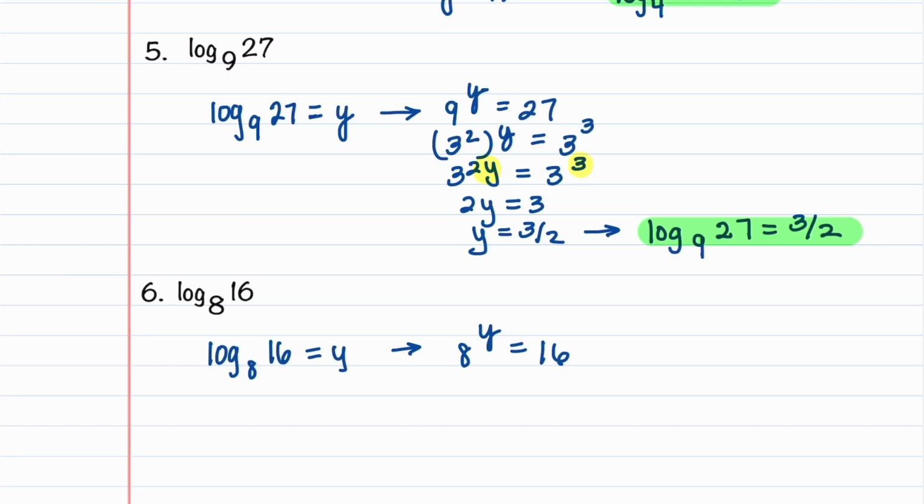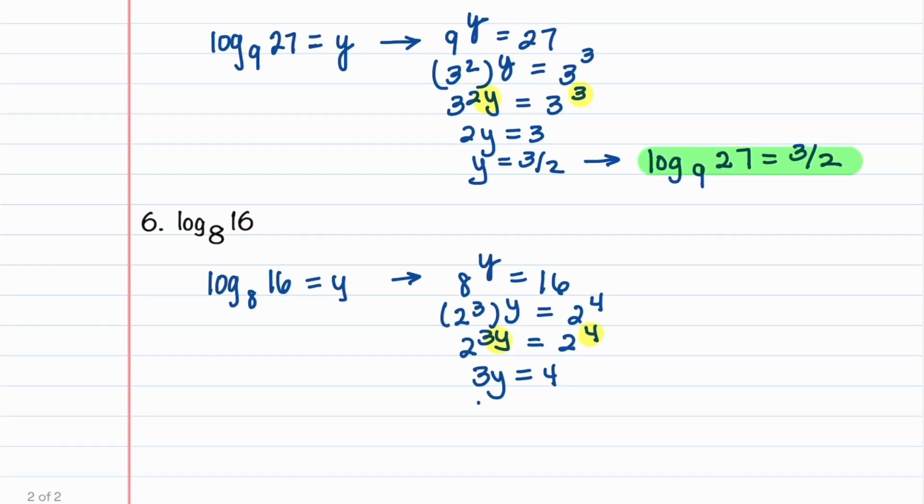We're going to write 8 and 16 in terms of the same number. 8 is 2 cubed raised to the y, and then 16 is 2 to the 4th. So on the left, we have 2 to the 3y, and on the right, we have 2 to the 4th. And then we can set 3y equal to 4. We're just equating the exponents, and that gives us that y is equal to 4/3. So we can conclude that log base 8 of 16 is equal to 4/3.